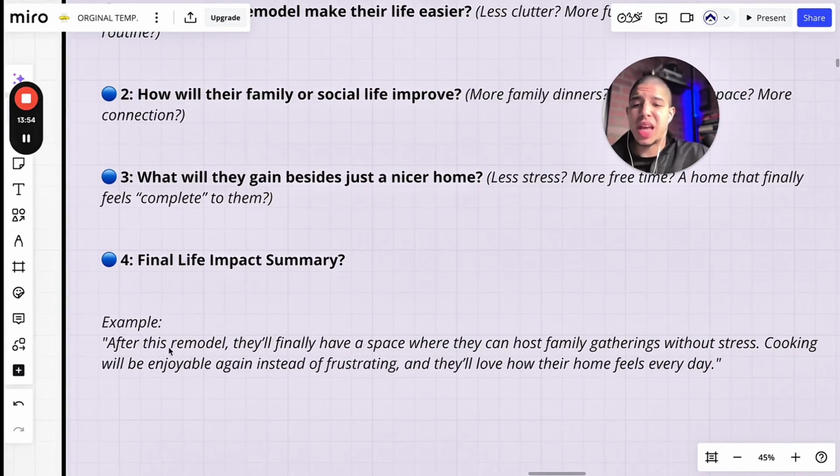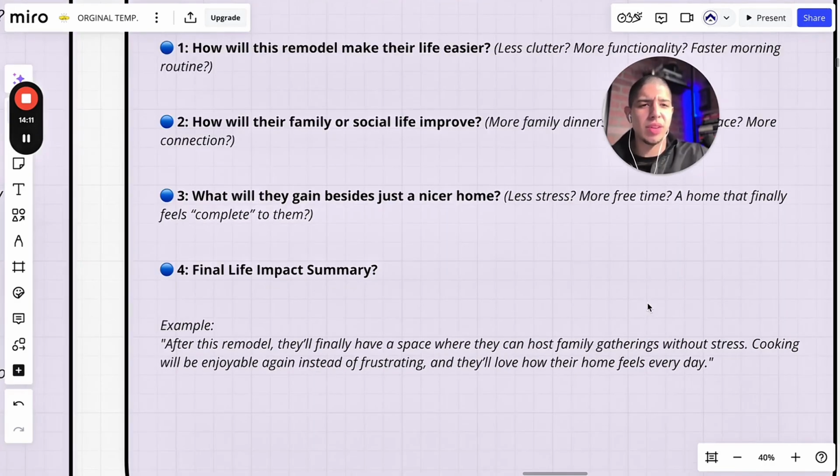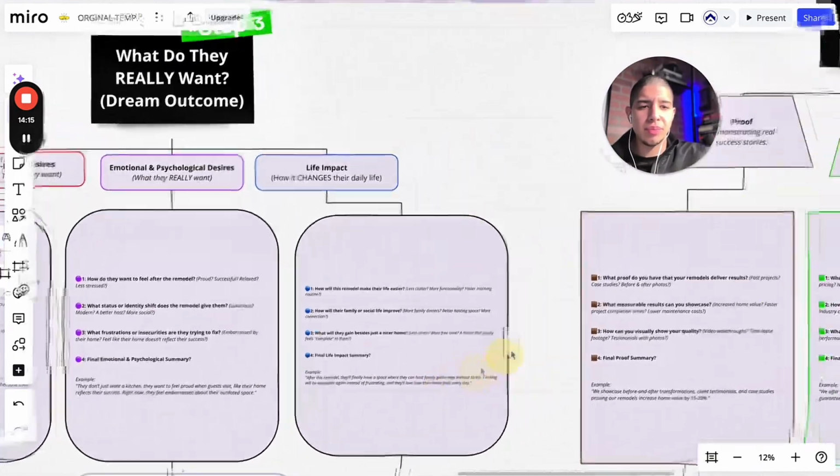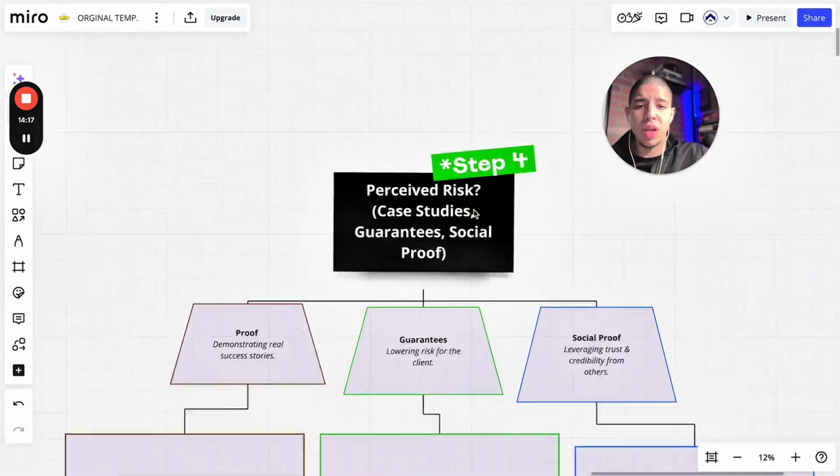An example of this is after this remodel, they'll finally have the space where they can host family gatherings without stress. Cooking will be enjoyable again, and instead of frustrating, they'll love how their home feels every single day. Everybody likes that feeling. When you walk into an Airbnb and it's just really nice, everybody likes that feeling. Imagine that was their home. That's what you want to communicate to them, right? Very important stuff.